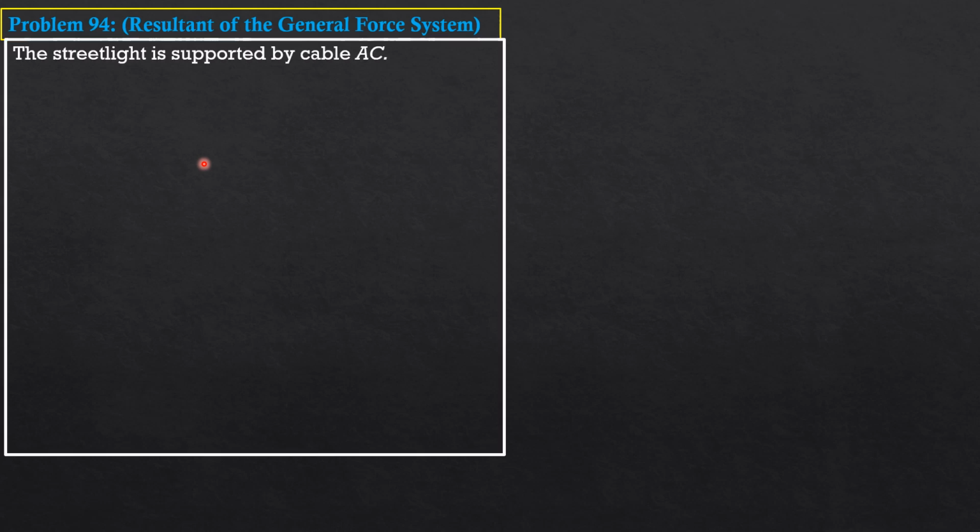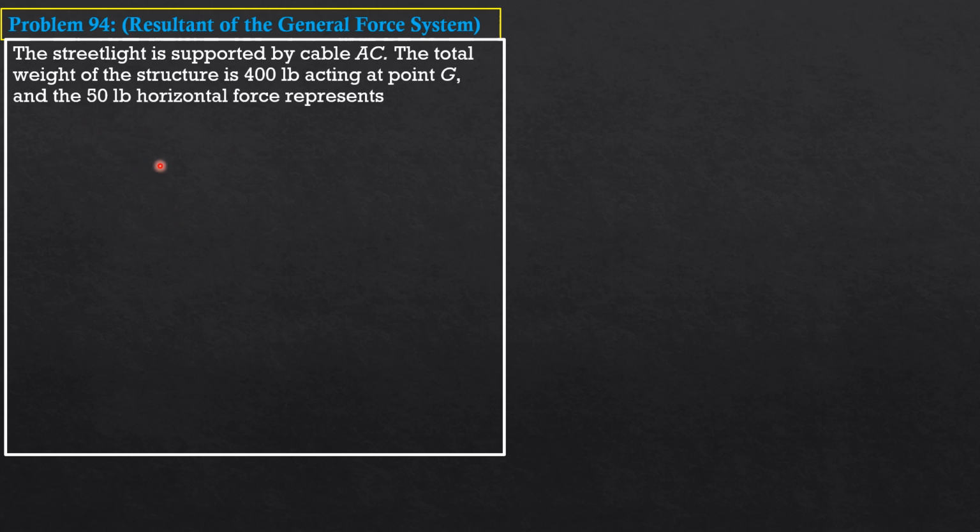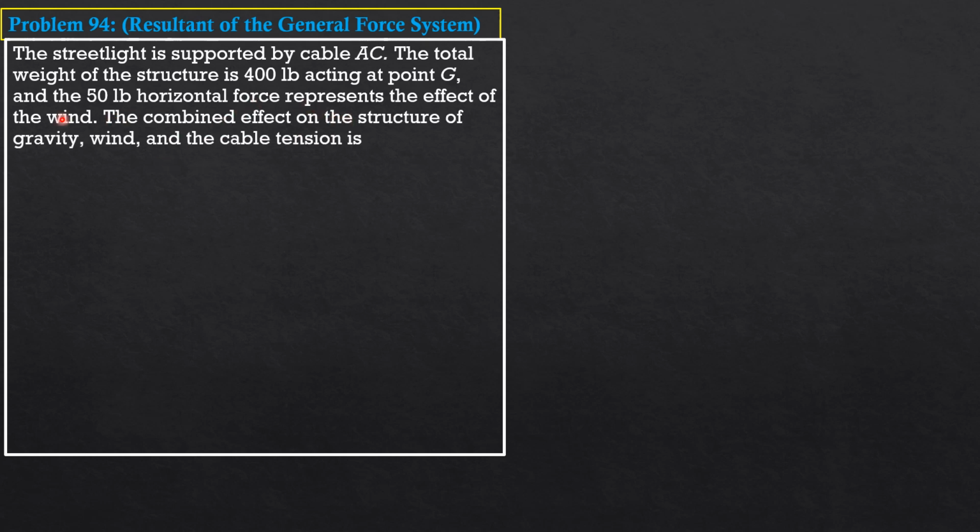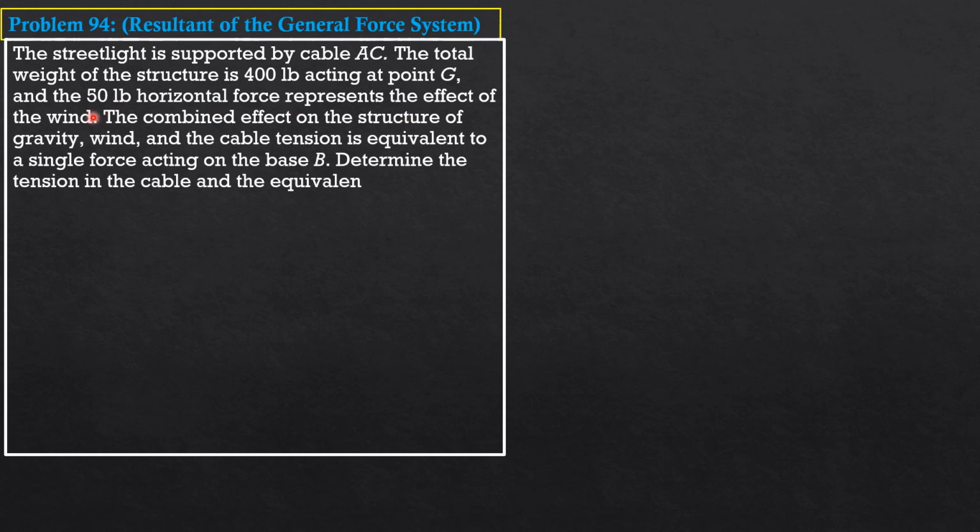So here are examples 94 to 96 on resultant of the general force system. The strip type is supported by cable AC. The total weight of the structure is 400 pounds acting at point G, and the 50-pound horizontal force represents the effect of the wind. The combined effect on the structure of gravity, wind, and the cable tension is equivalent to a single force acting on the base B. Determine the tension in the cable and the equivalent single force.